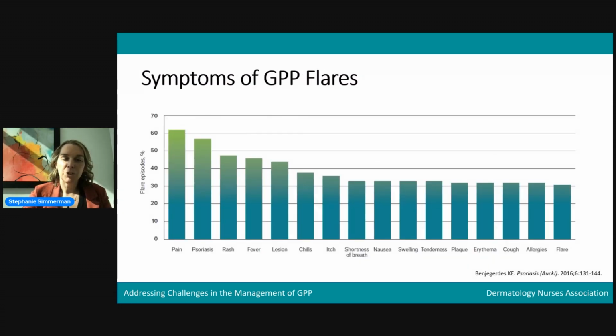So the symptoms of the GPP flares that we spoke about earlier, what we see going left to right on the chart here are the most frequently seen. And we see that pain and psoriasis are pretty high up there. You've got rash and fever.